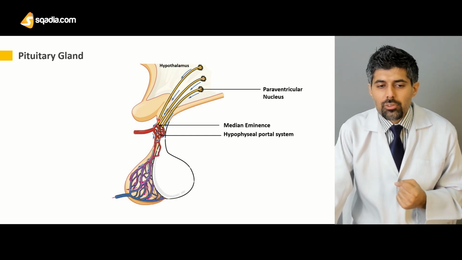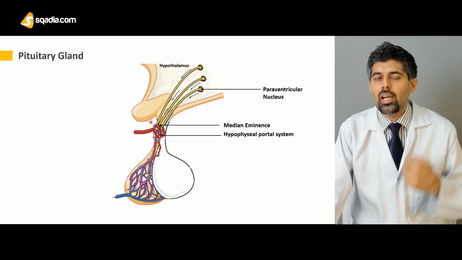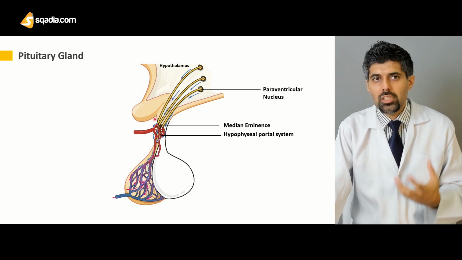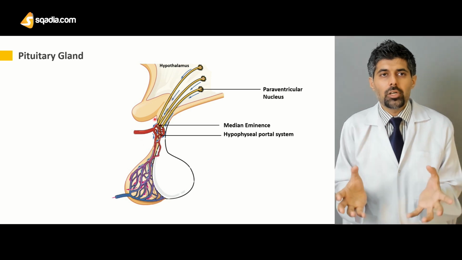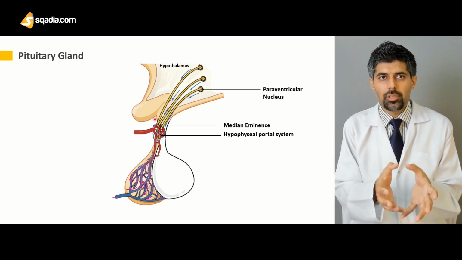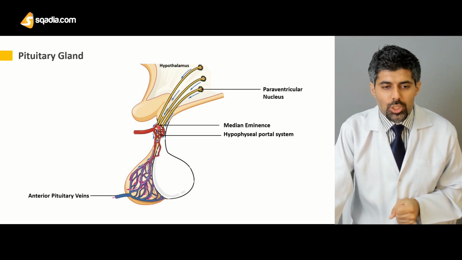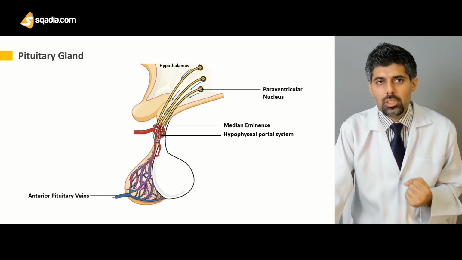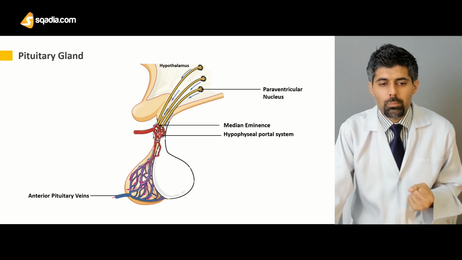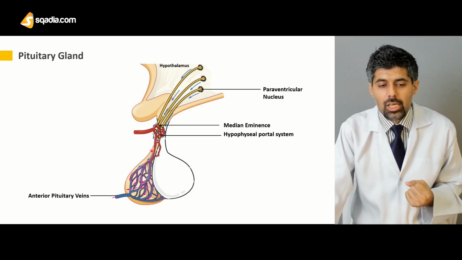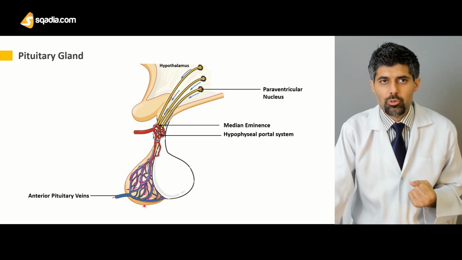Anything that is released at this end, at the median eminence, gets immediately taken up by the web of blood vessels, which is found here. And because of this, the TRH, which is released at the median eminence, moves through this web of portal system downwards towards the infundibulum or the stalk of the pituitary gland into the anterior pituitary.